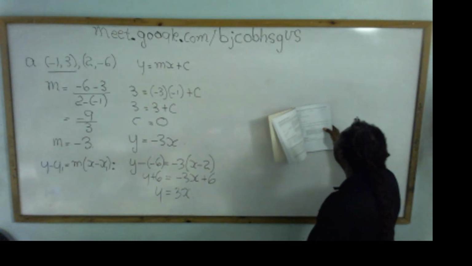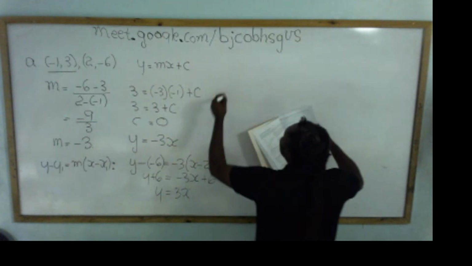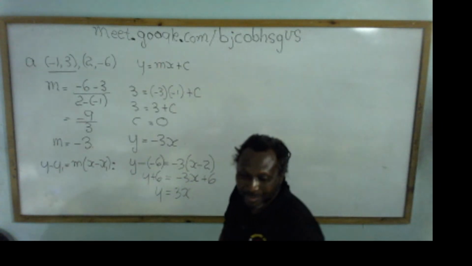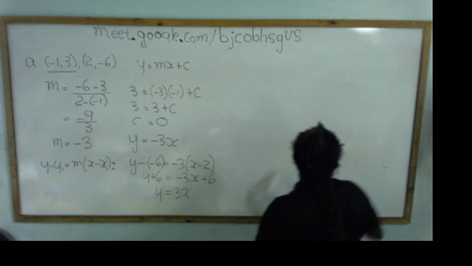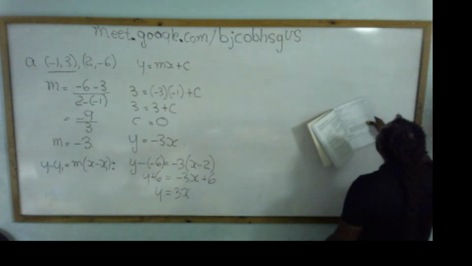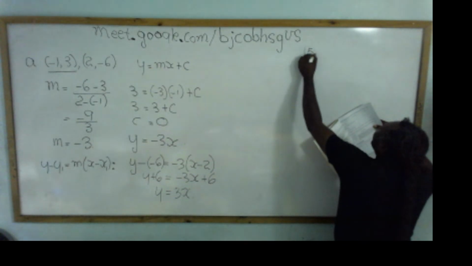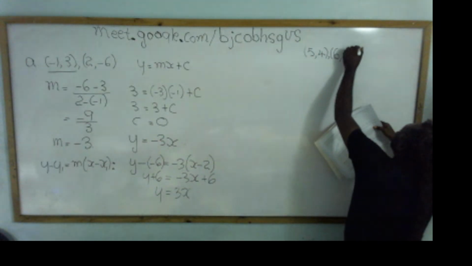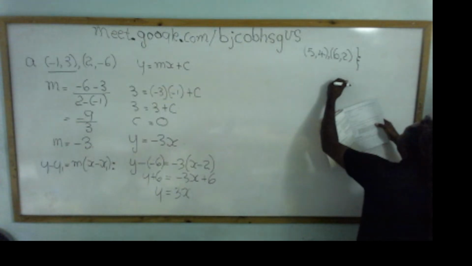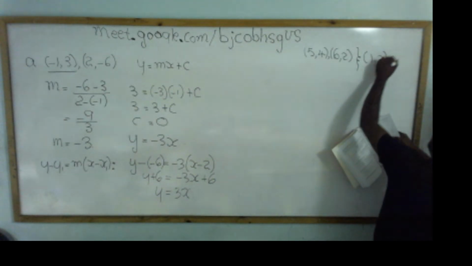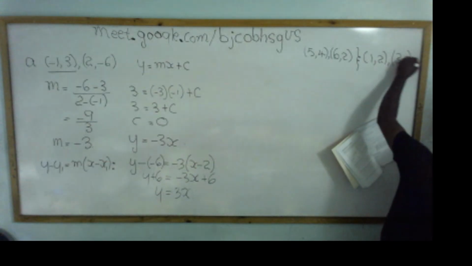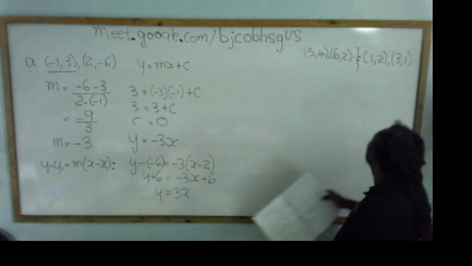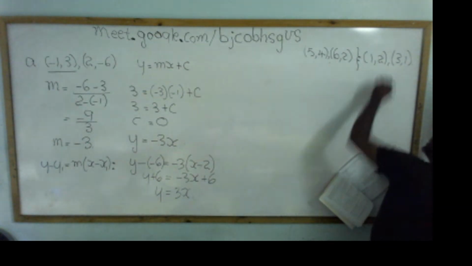I've explained it. Now we have 2 more. So I'm going to put them above that bright light there. 5, 4 with 6, 2. And 1, 2 with 3, 1. So we have 2 of them. So we have this and this.